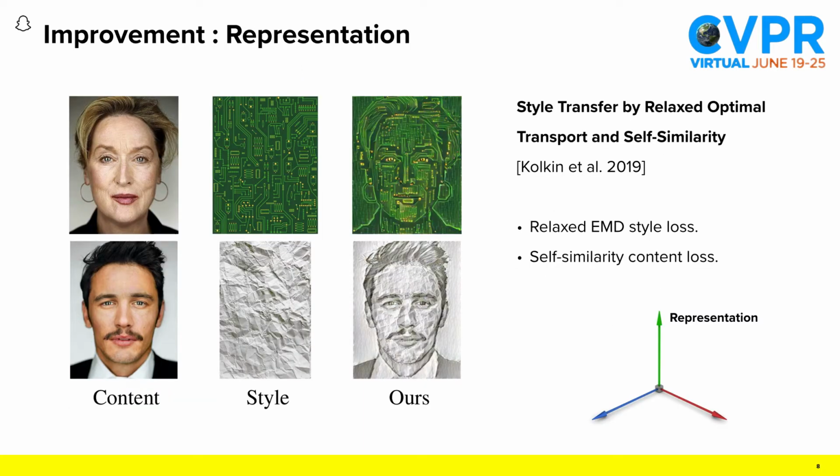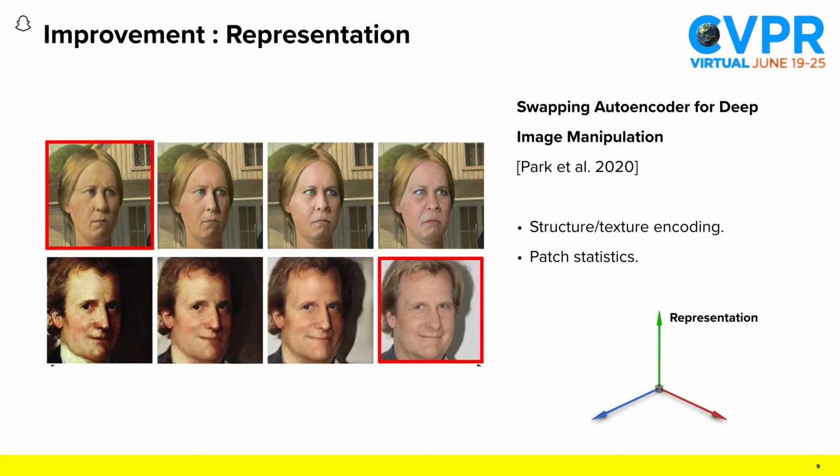Here we discuss some representative works. Regarding representation, this optimization-based style transfer work improves the style content representations with better loss functions to achieve better stylization. Although not directly targeted at stylization, this swapping autoencoder work achieves promising content style encoding with different representations and discriminators on patchwise statistics.